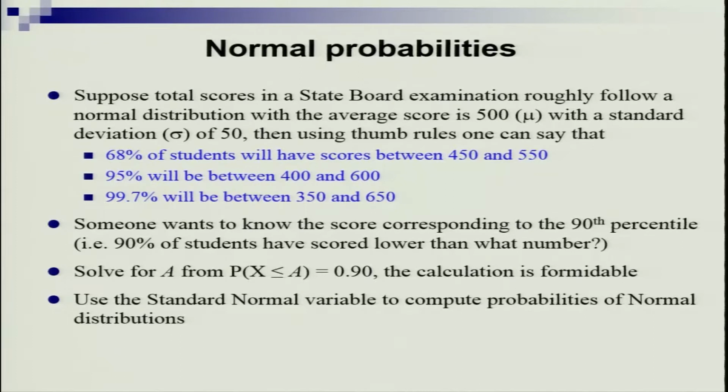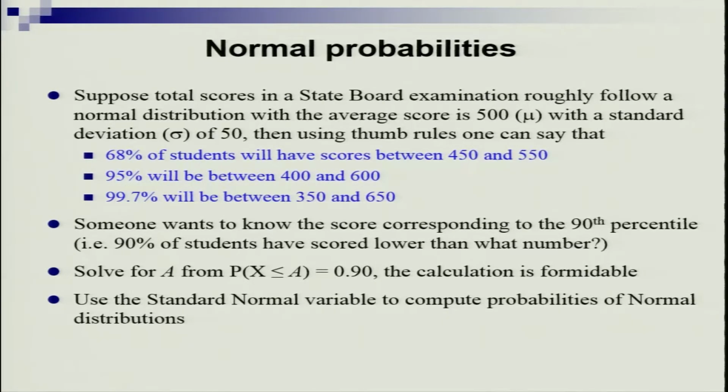If someone wants to know the score corresponding to the 90th percentile, how do you proceed? That means 90% of students have scored lower than a particular number. I have shown you how to find the percentile values or quartile values in the last lecture. Following that trick, you have to solve for an unknown, say capital A, from the equation probability of x less than or equal to A equals 0.9. But the calculation looks formidable, does it not, because it involves an integral. So, how to get the value A?